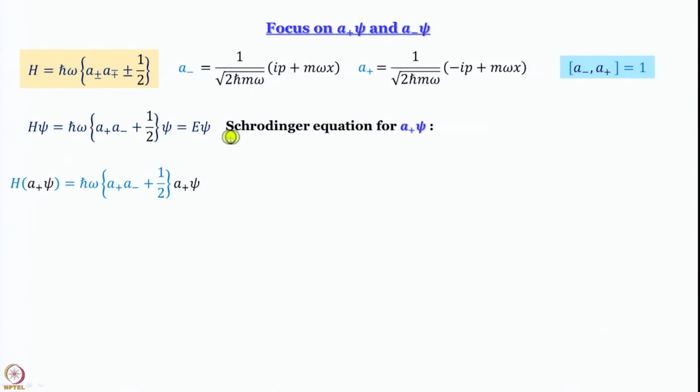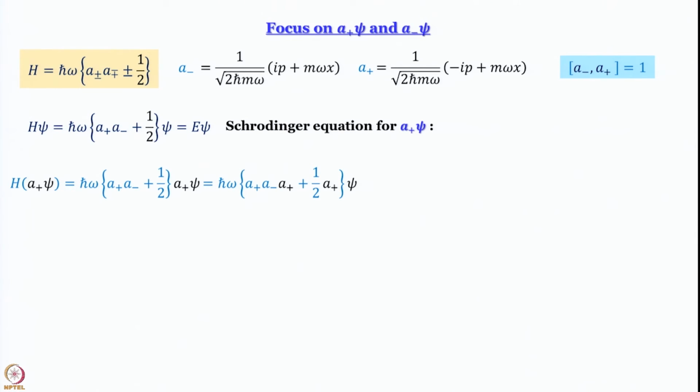So, what we will do is, in this Schrodinger equation, instead of psi we just write A plus psi on the left hand side. So here, H cross omega (A plus A minus plus half), instead of psi I have written A plus psi. What will the right hand side be? It will not be E psi, it will be something like E dashed multiplied by A plus psi if it is an eigenvalue equation. Some other energy will be there corresponding to the A plus psi wave function. Does it still remain an eigenvalue equation? We will see. Let us proceed.